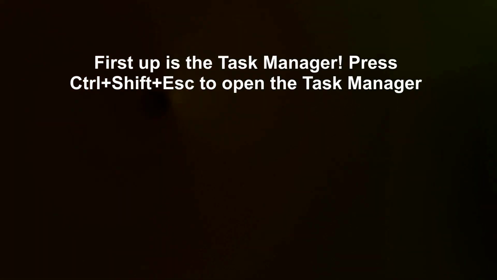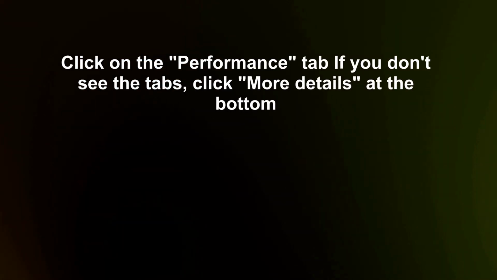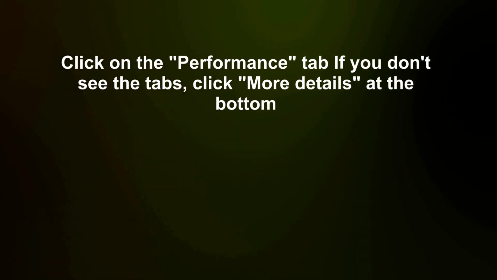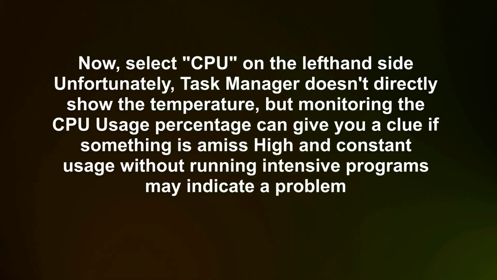First up is the Task Manager. Press Ctrl plus Shift plus Esc to open the Task Manager. Click on the Performance tab if you don't see the tabs. Click More Details at the bottom. Now, select CPU on the left-hand side.